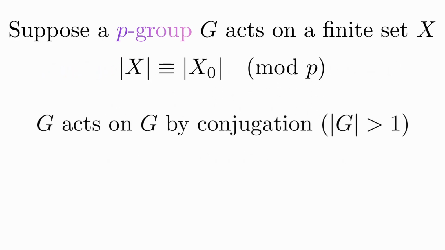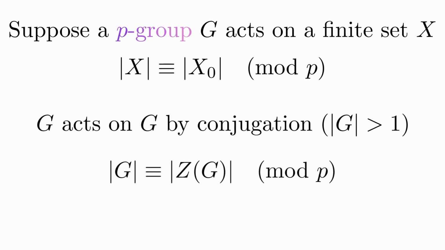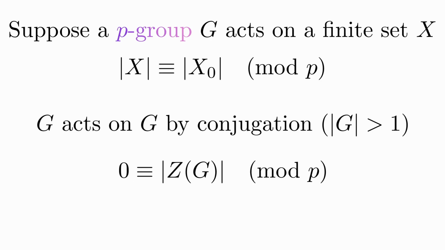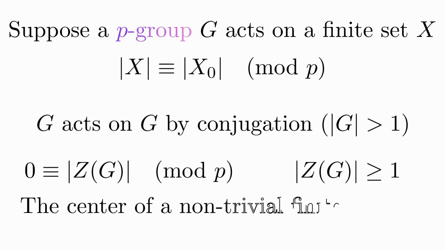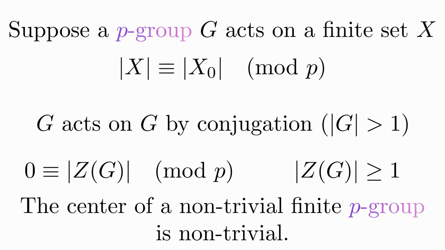Applying this to conjugation, we see that the order of G is congruent to the order of its center modulo P. But G is a P group, so the left side is equivalent to 0. Since we know that the center of a group is not empty, as the identity element is always in the center, we get that the order of the center is a multiple of P. Finally, this means that the center of a non-trivial finite P group is non-trivial.